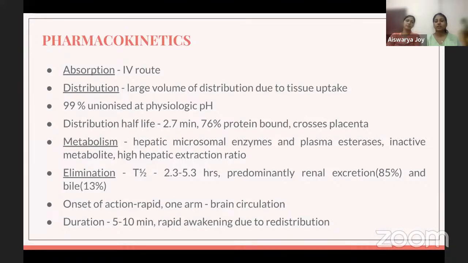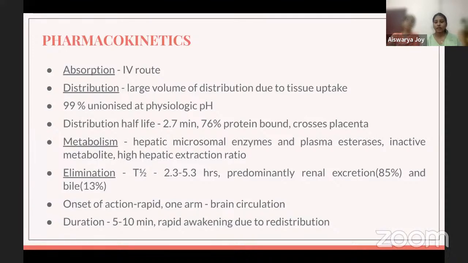Metabolism is by hepatic microsomal enzymes and plasma esterases, and it is metabolized into an inactive metabolite, and it has a high hepatic extraction ratio. Elimination, T-half is about 2 to 5 hours, predominantly renal excretion about 85%, and another route is through bile, which constitutes up to 13%.